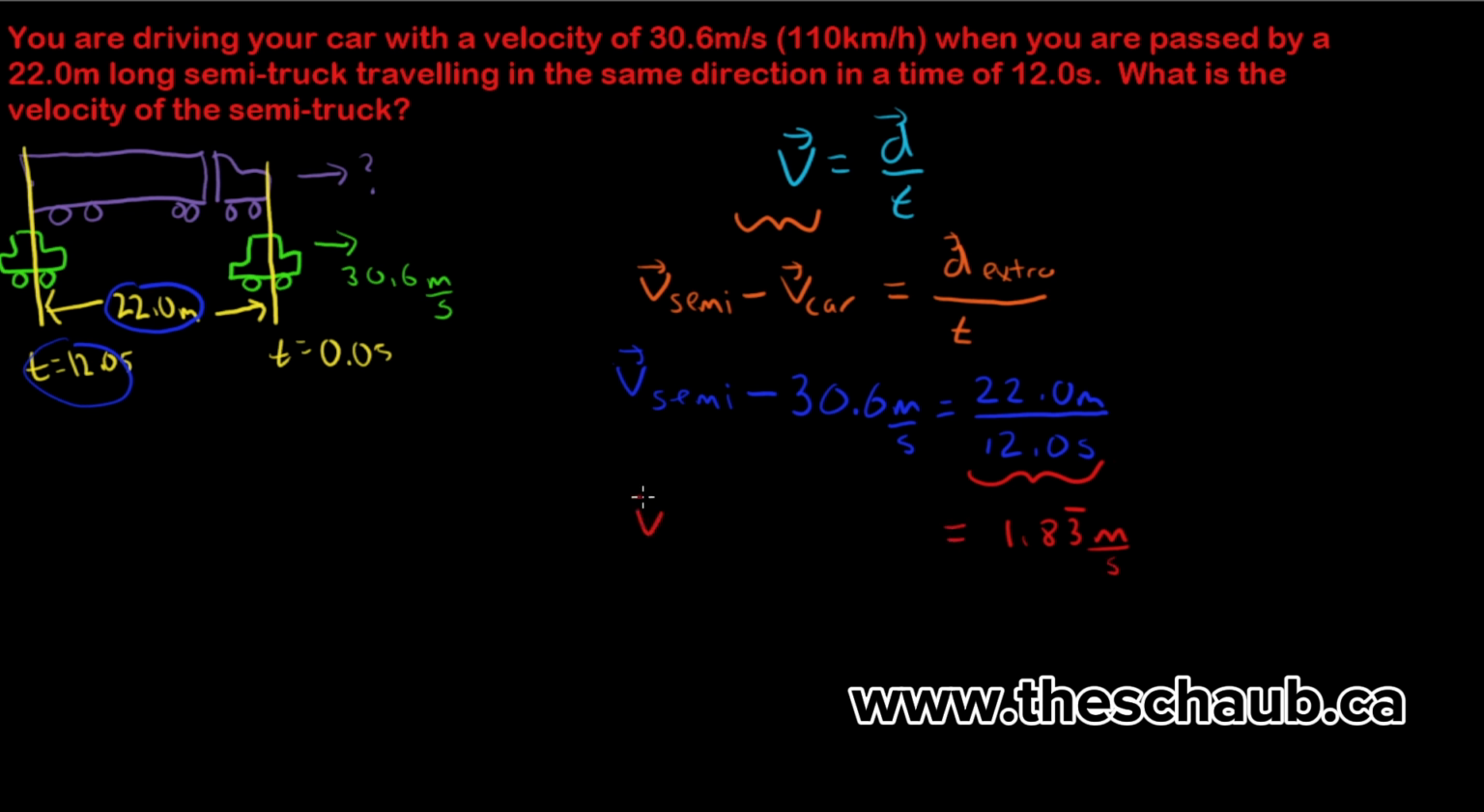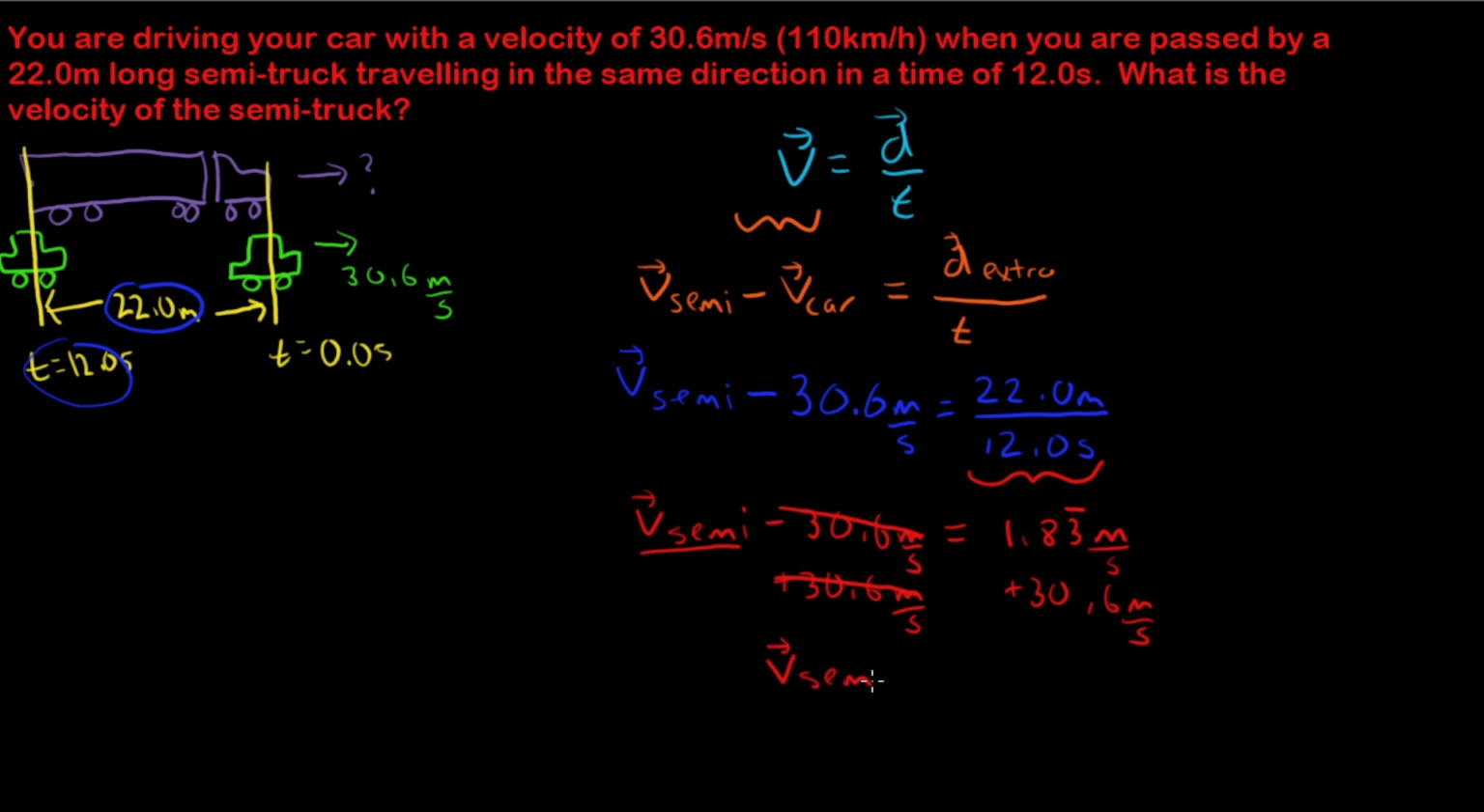And adding back in the rest of our equation, we have the velocity of the semi minus 30.6 meters per second. To get the velocity of the semi all alone, we have to add 30.6 meters per second to both sides. And our negative 30.6 meters per second cancels out with our positive 30.6 meters per second on this side, giving us a velocity of the semi equal to 32.4 meters per second.